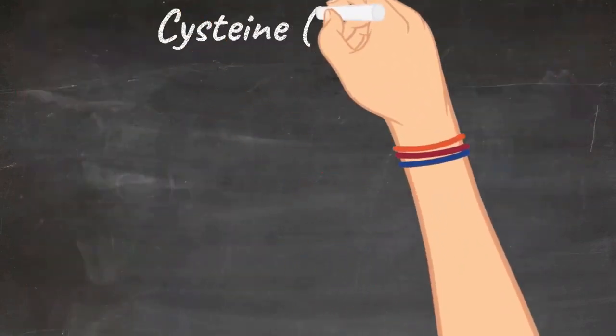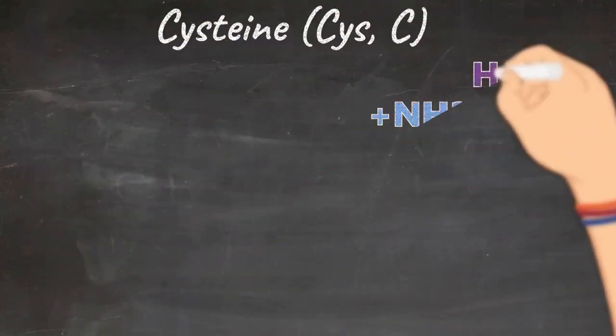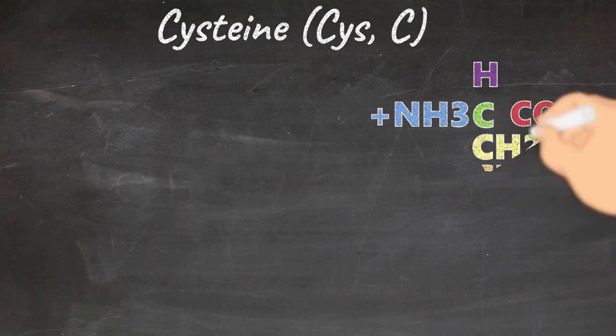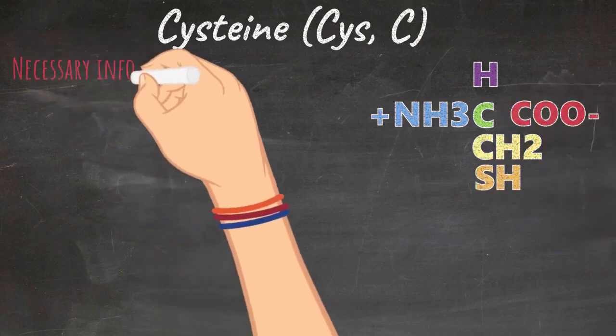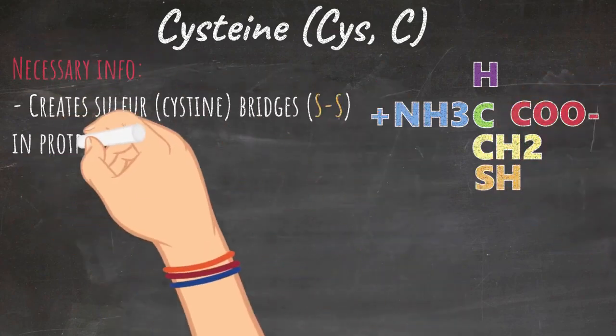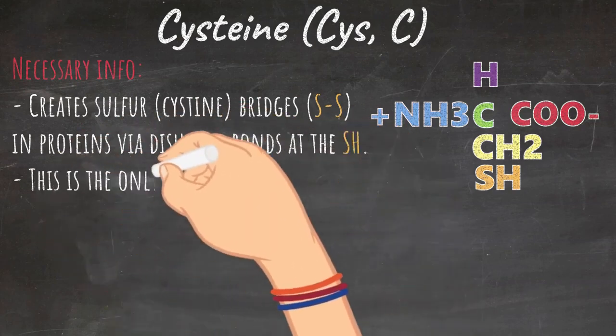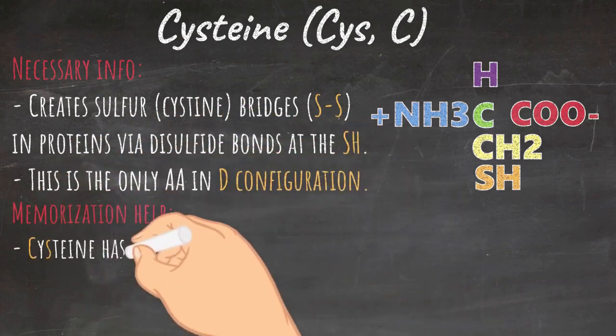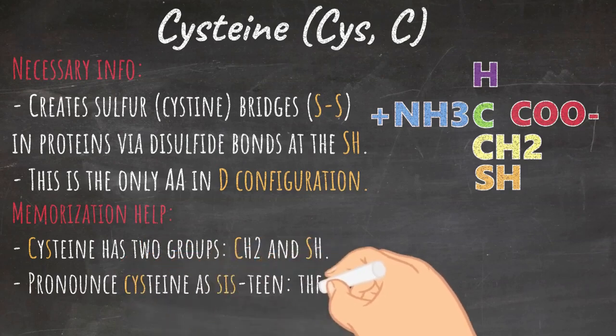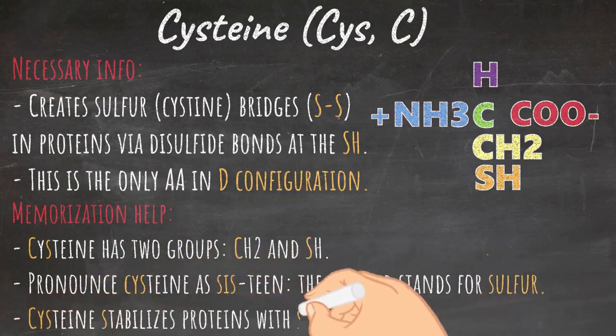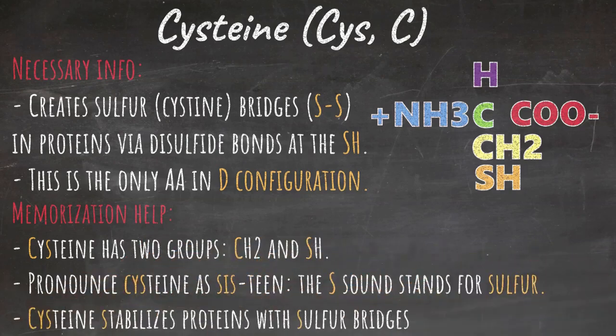The last hydrophilic amino acid is cysteine, which is CYS or C. It creates sulfur bridges in proteins via disulfide bonds at the SH. So what happens is two SH groups line up with one another, the hydrogens are lost, and the sulfurs bond onto each other. This amino acid is the only one found in the D configuration.